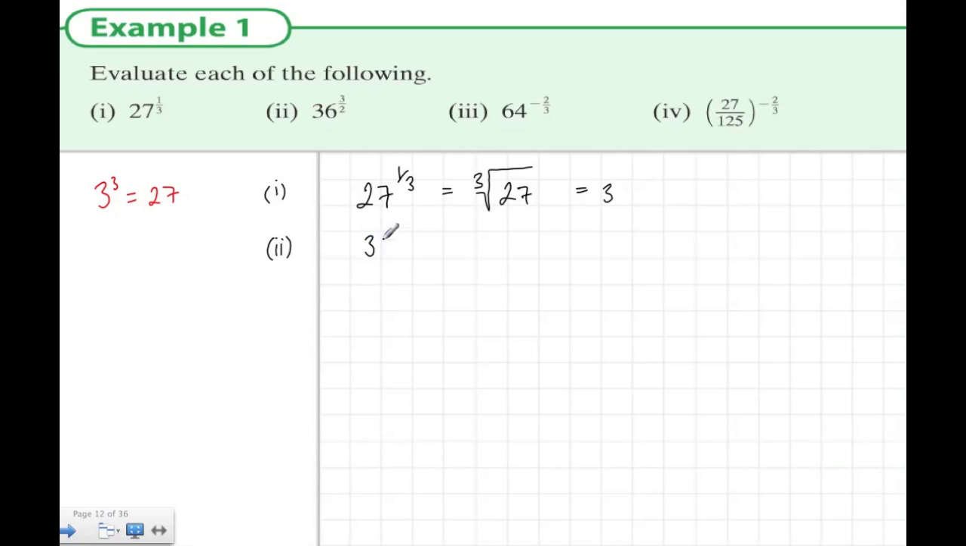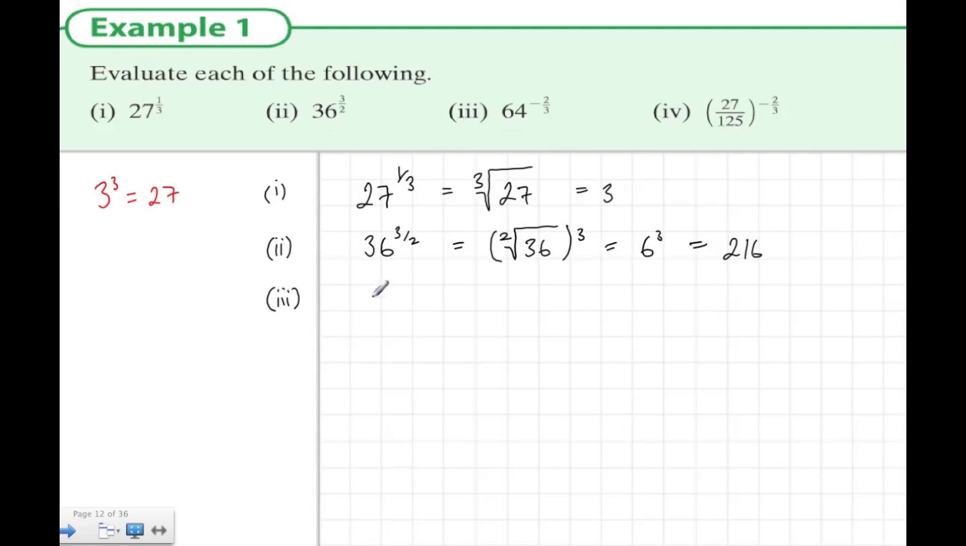Question 2 is 36 to the power of 3 over 2. The over 2 bit means the square root of 36, and this is going to be cubed. The square root of 36 is 6, because 6 sixes are 36. So it's 6 cubed, and 6 cubed is 216. You could use a calculator on that part if you need it.